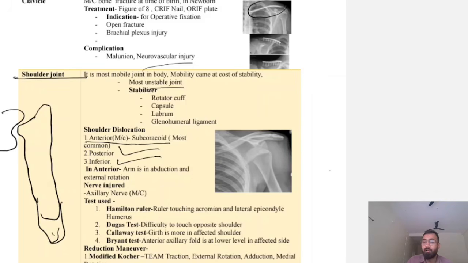So now, how will the patient present? The patient will present like this. This is the left shoulder dislocation. So the patient will present like this. The arm will be in abduction and external rotation.